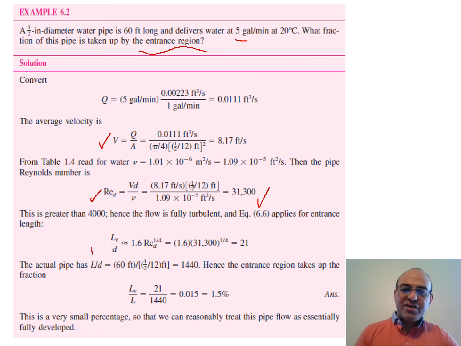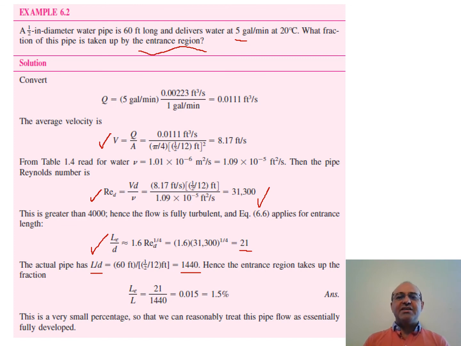Then we go ahead and use the second equation in the previous slide. L over D is 1.6 times Reynolds to the power of 1/4, and this becomes 21. So LE, the length of the entrance region divided by the diameter, is 21. Since the diameter is known, we can calculate the actual length of the pipe divided by its diameter to compare it with LE over D. So the actual length over D is 60 feet over half an inch, which is 1,440. So you see that the entrance length with respect to the diameter is 21, and the total length is 1440. So the entrance length is only 1.5% of the entire length of the tube.